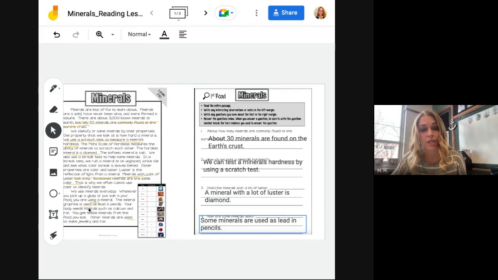We had a few different places that we could choose, right? Would someone like to share out with us what the main idea of this passage was? Can you share out what the main idea of the passage was?